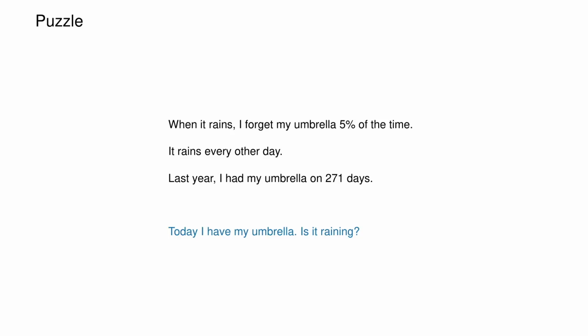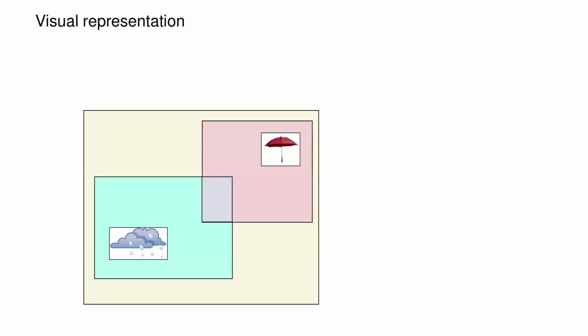Do you know, for those of you who know how to solve it, what is the name of the rule that we are using to solve that? Bayes, exactly, the Bayes rule. So this is exactly it. So this is the visual representation of that. There are some worlds in which it's raining and some worlds in which I have my umbrella with me today.